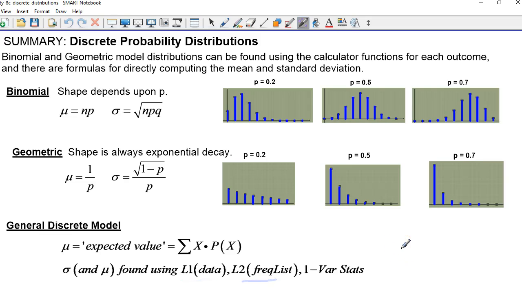So if you go on to the examples, we'll work a number of examples that use the binomial and the geometric models as well as the probability distributions in the examples and practice video.